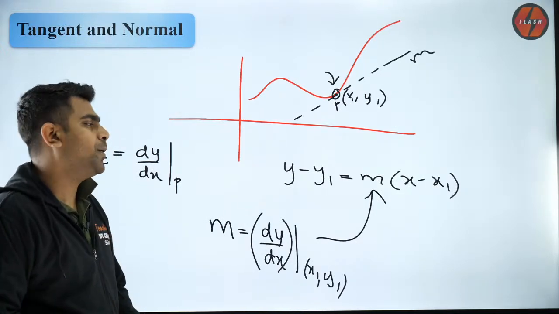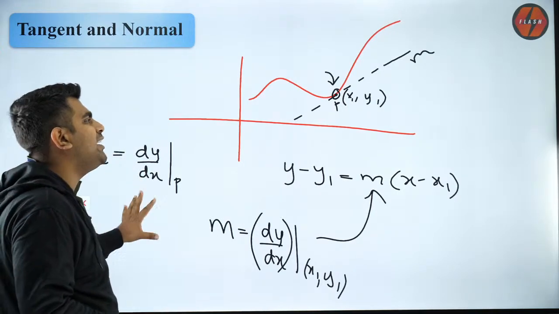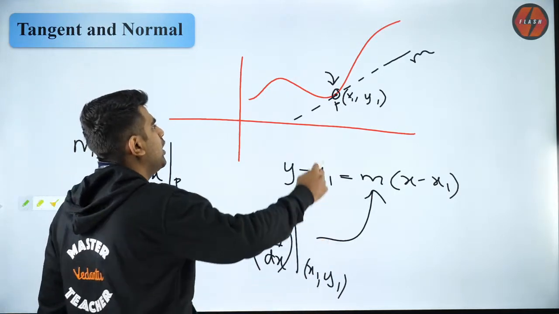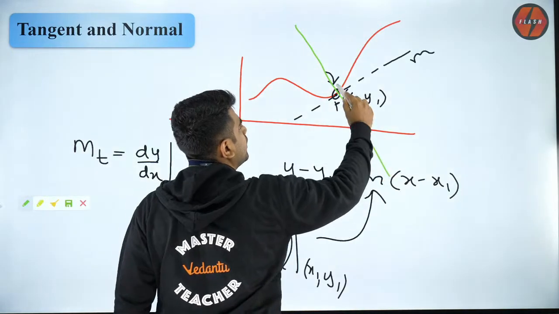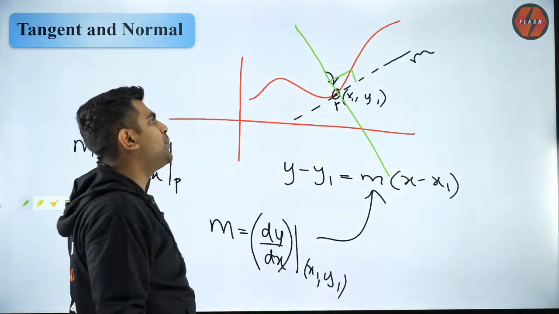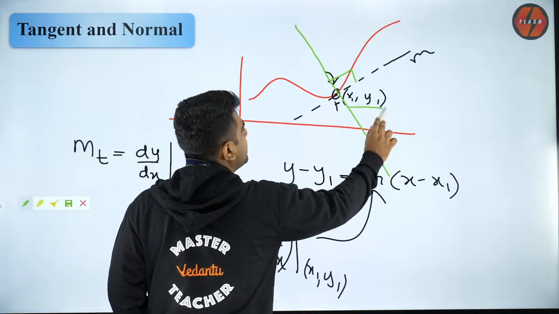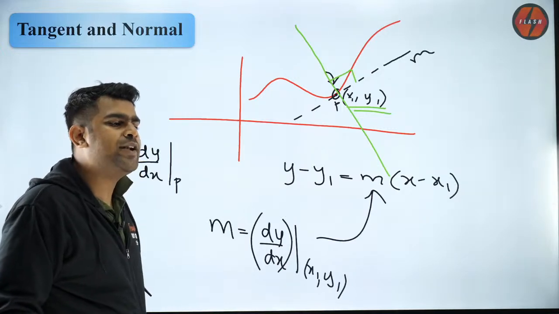Maruti Neta, superb. Now, as soon as you know tangent, it is very easy to get the normal equation also. Because what is normal? Normal is a line which is perpendicular to your tangent. And if I want to find out the normal at x1, y1, how do I do that?